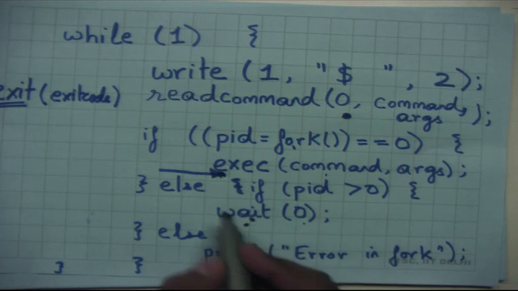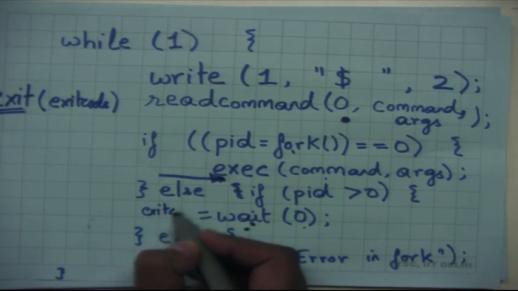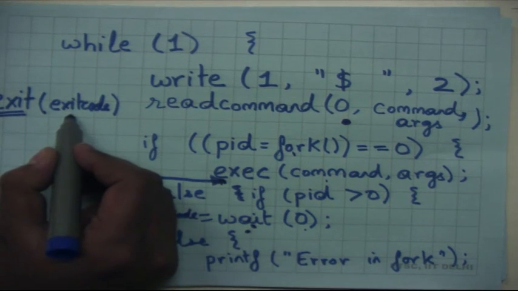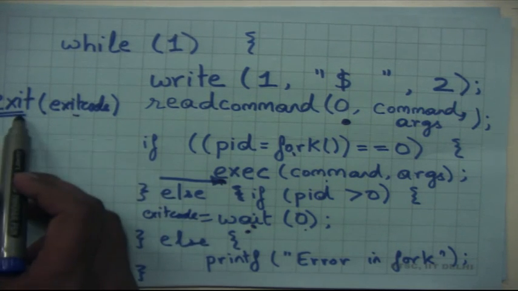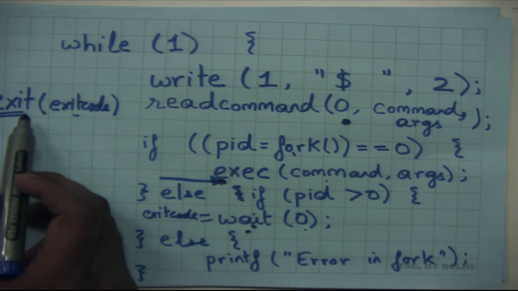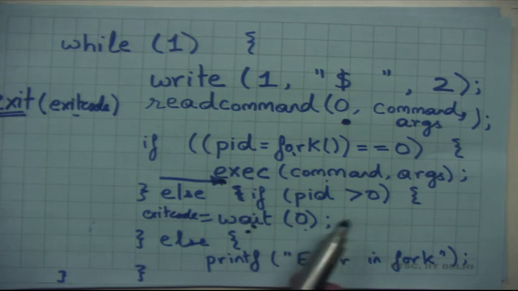Further, the return value of wait is the exit code that was passed as an argument to the exit system call in the child. So if the child called exit with return value 10, then the return value of the wait system call in the parent will be 10. So that's a limited way of inter-process communication between the child and the parent.